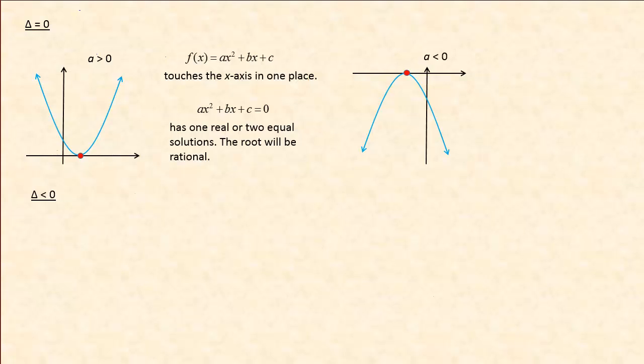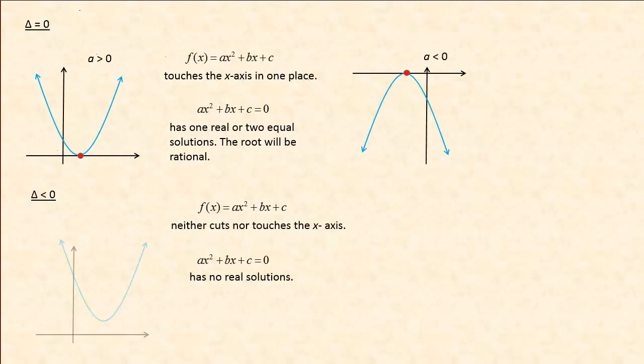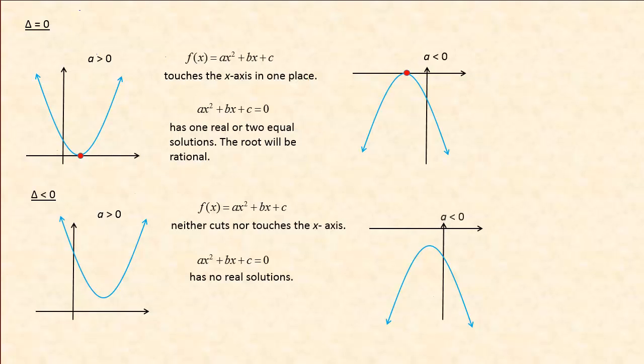Finally, we look at delta less than 0. f of x equals ax squared plus bx plus c neither cuts nor touches the x-axis. ax squared plus bx plus c equals 0 has no real solutions. So that looks like this. It doesn't get anywhere near the x-axis. That's for a greater than 0, and for a less than 0 like this, and we can see that the graph never cuts or touches the x-axis.